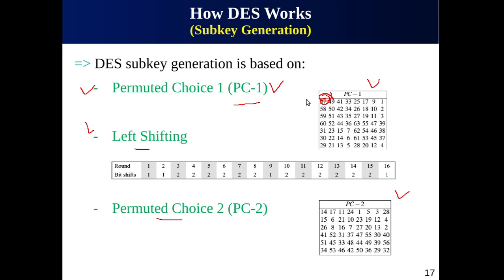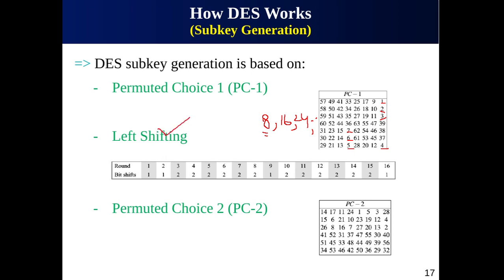If you give some attention to the numbers in this PC1 table, you will not find the digits 8, 16, 24; multiples of 8 are not there. Why? Because they are used for parity. So we have 1 here, 2, 3, 4, 5, 6, 7, but there is no 8, and similarly with 16 and 24 and so on.